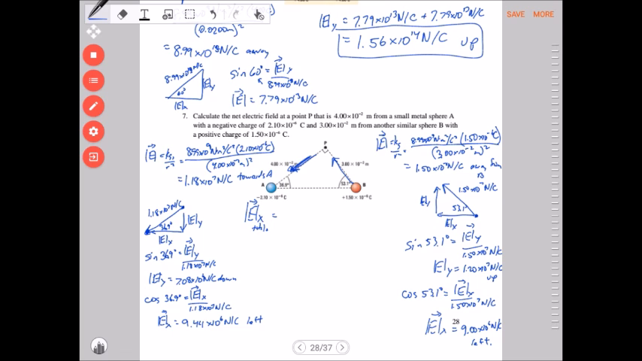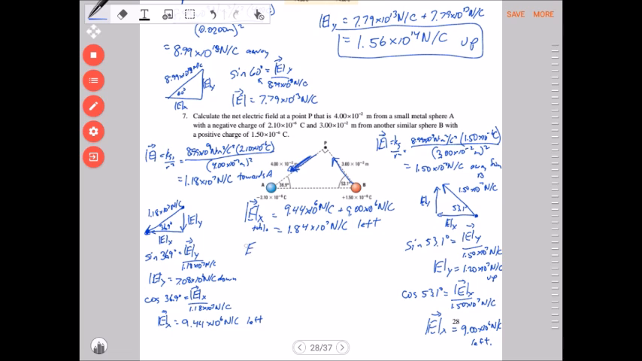All right, so these two x's, because they're going in the same direction, they just add together. So 9.44 times 10 to the 6th newtons per coulomb plus 9.00 times 10 to the 6th newtons per coulomb. When those add up, I end up with 1.84 times 10 to the 7 newtons per coulomb left.